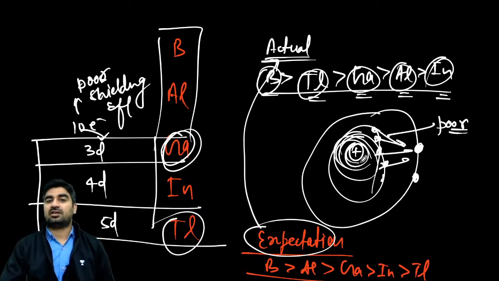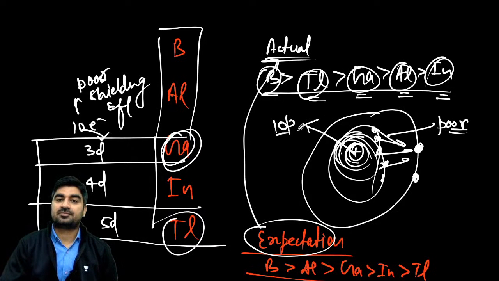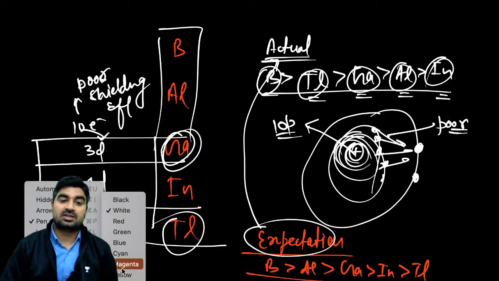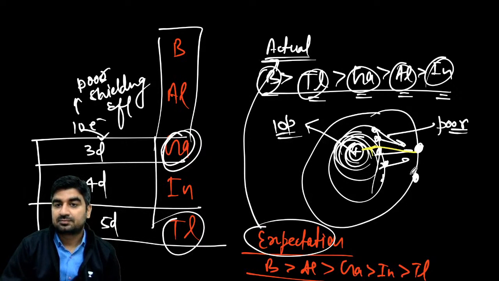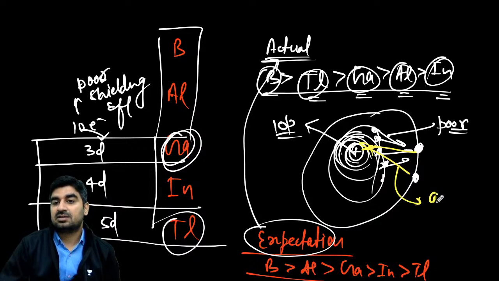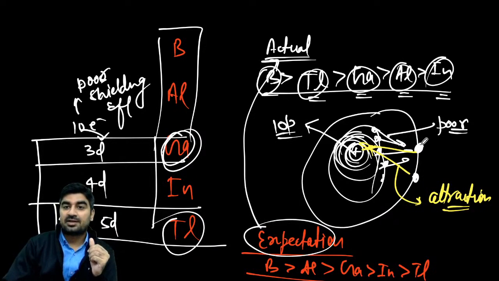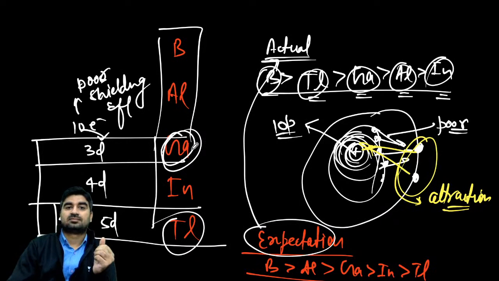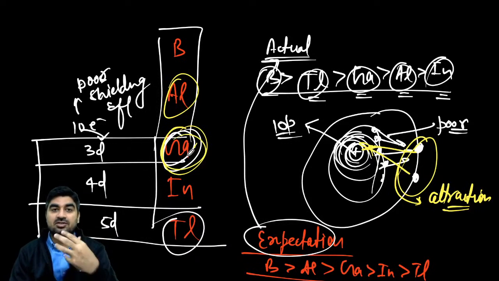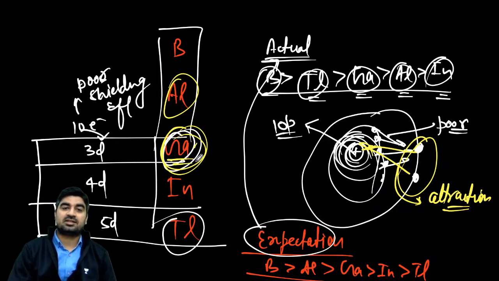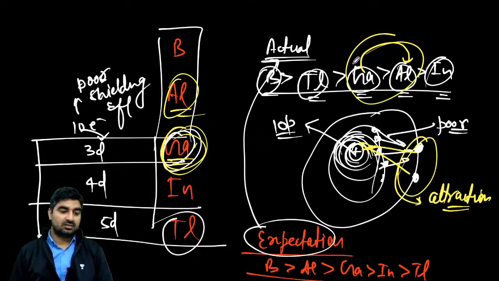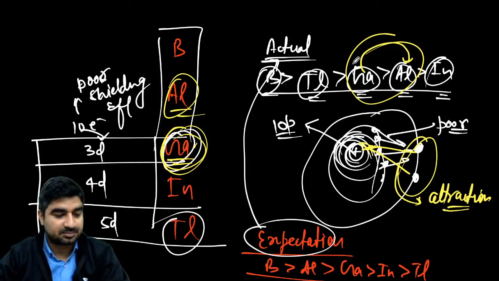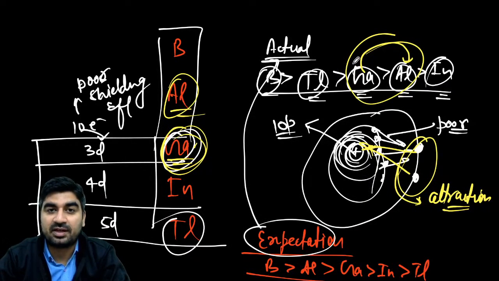And along with these 10 electrons, 10 protons were also added. So these 10 protons will attract it strongly. This is attraction. As a result, gallium will have a larger force of attraction, and the ionization energy of gallium will be greater than aluminium. You can compare. Gallium is more than aluminium. Now you know the reason, because of the d electrons.